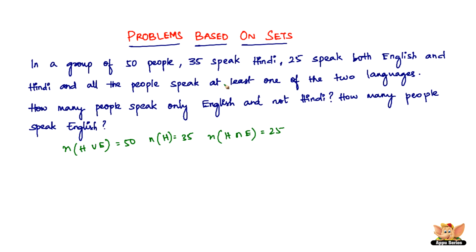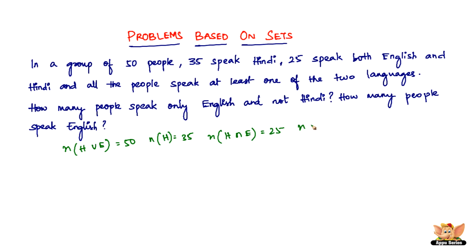And all the people speak at least one of the two languages. How many speak only English and not Hindi? That's like asking how many of the elements in a set belong to only A and not B. That's that kind of a question. You need to immediately think of subtraction, like difference of two sets. Because it clearly says how many of them speak only English and not Hindi, and how many people generally speak English.